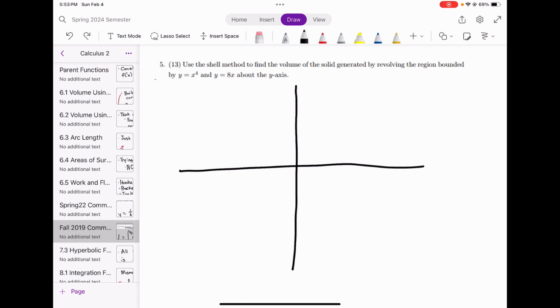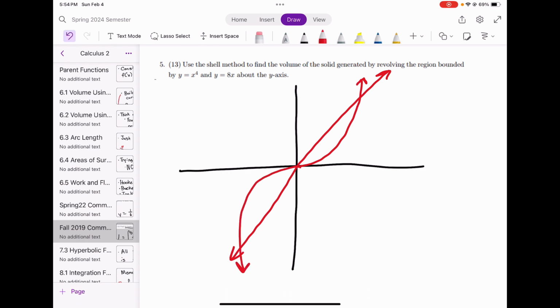Okay, so they give x to the fourth and 8x. I'm going to draw 8x first, which is a simple line. And x to the 4th will look something like that. It'll look really complicated. Hold on, something like that. It'll go up, it'll go down.